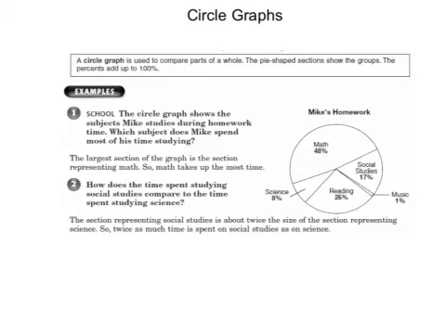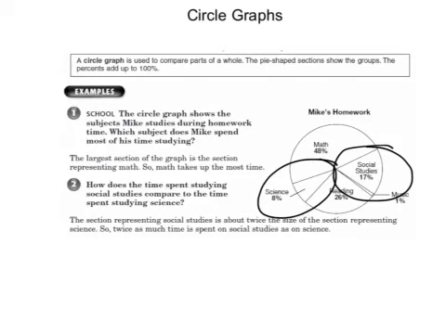Number 2, how does the time spent studying social studies compare to the time he spends studying science? So we look at social studies, which is 17%, and we look at science, which is 8%. So obviously he spends more time studying social studies than science, and it is actually a little bit more than twice as much. So we could say that he spends about twice as long studying social studies as he does science. So that's all we're going to look at for circle graphs.